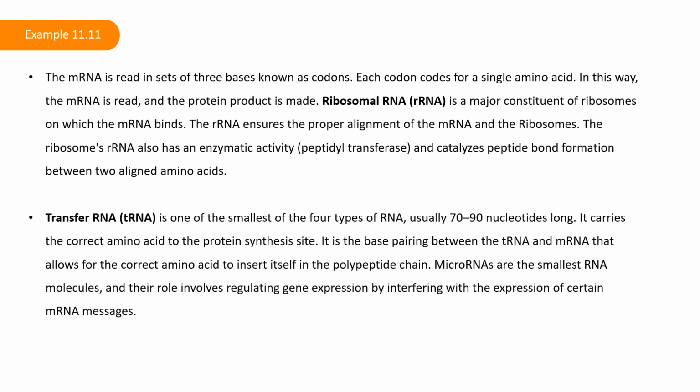Transfer RNA, tRNA, is one of the smallest of the 4 types of RNA, usually 70 to 90 nucleotides long. It carries the correct amino acid to the protein synthesis site. It is the base pairing between the tRNA and mRNA that allows for the correct amino acid to insert itself in the polypeptide chain. MicroRNAs are the smallest RNA molecules, and their role involves regulating gene expression by interfering with the expression of certain mRNA messages.